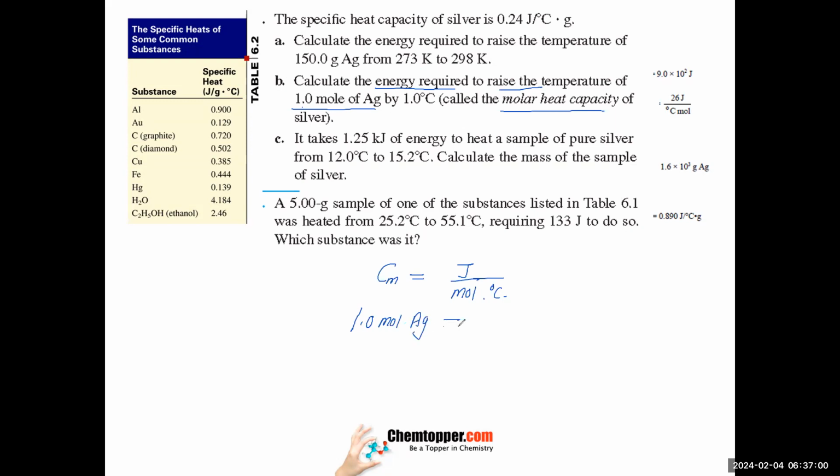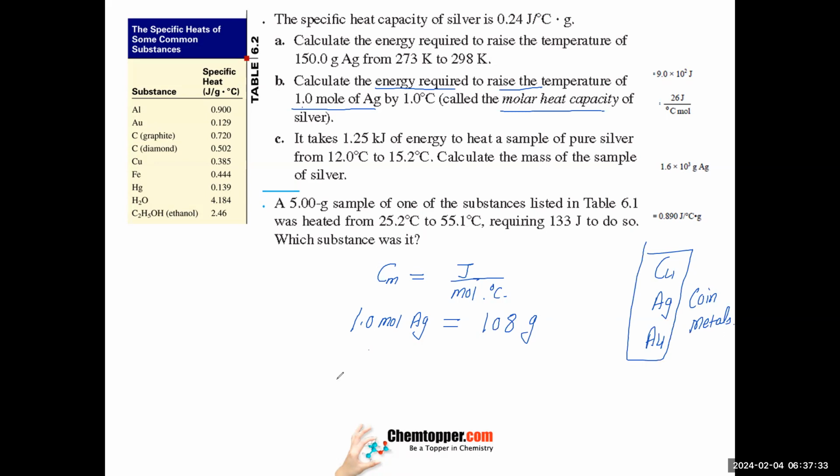Look at the periodic table. Check the molar mass, atomic mass of silver. Silver is in the transition metals: copper, silver, gold. These are also called coin metals. They are used in making coins. So the molar mass of silver is 108 grams, right?